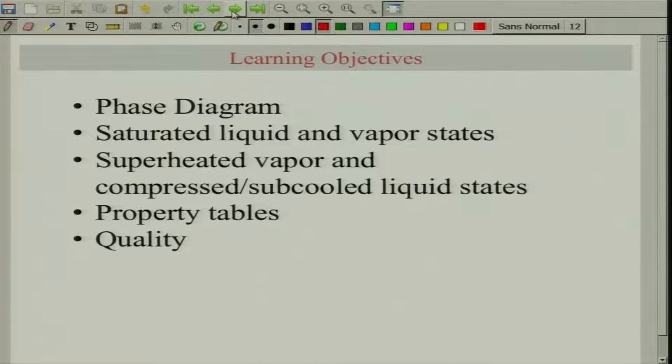So these are the learning objectives. We will be talking about the basic phase diagrams, saturated liquid and vapor states, what are those on the phase diagrams, similarly what are the superheated vapor and compressed subcooled liquid states, and eventually for the case of water and the refrigerant and some simple systems or simple fluids, we will also be demonstrating what are the typical property tables. In case of a saturated system, the quality is another term which we are going to show how to use.